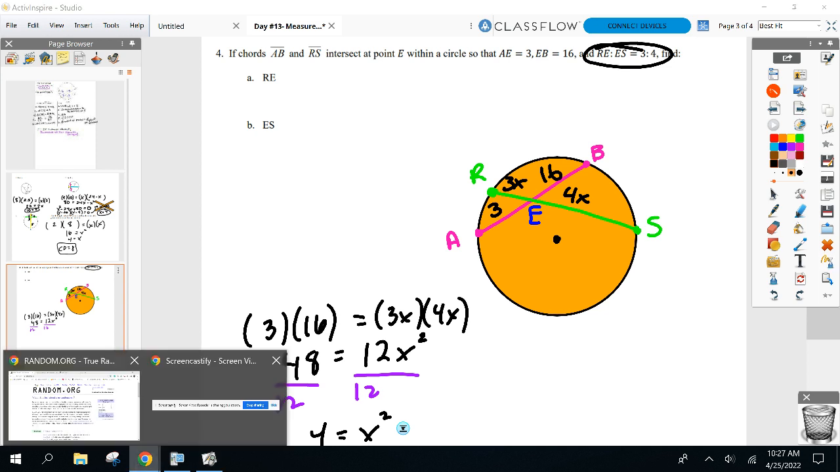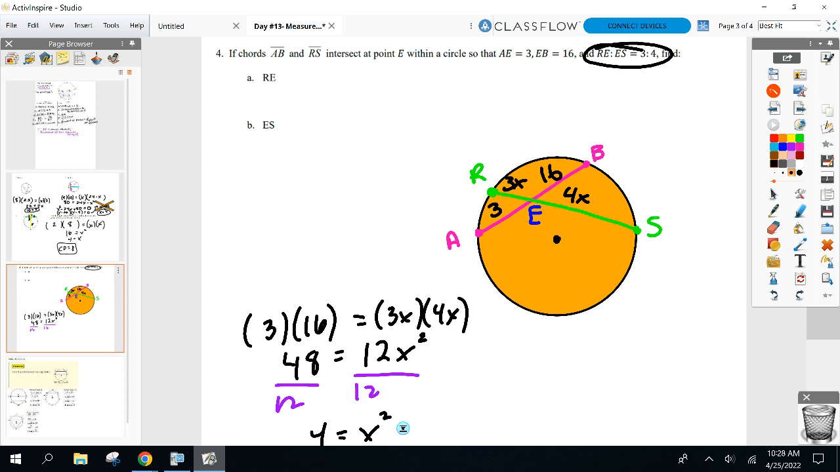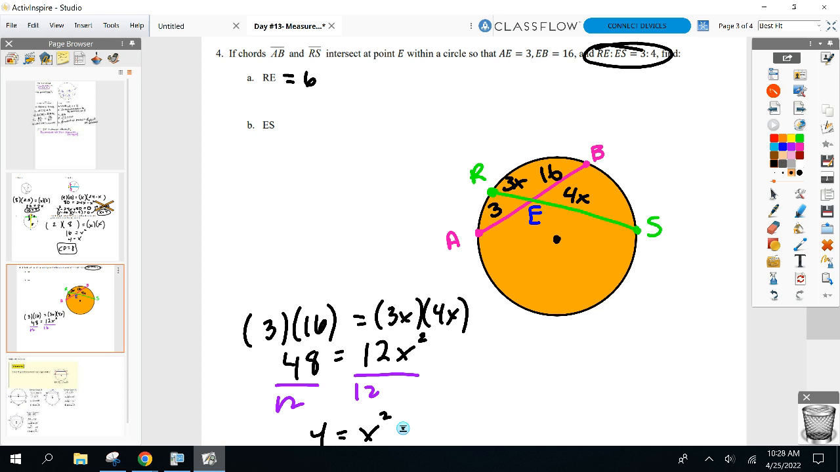How long's RE? 6. And then part B, how long's ES? 8. Got it. All right, any issues with this? Because I'm going to go over one last theorem here with you. I had to figure out where to put this in the unit, and since we're talking about chords today, this is the best day to do it.